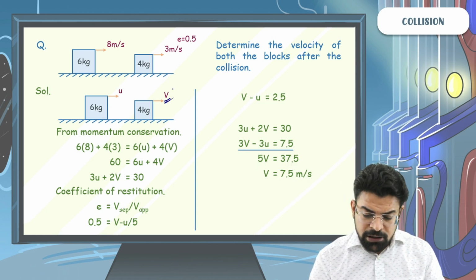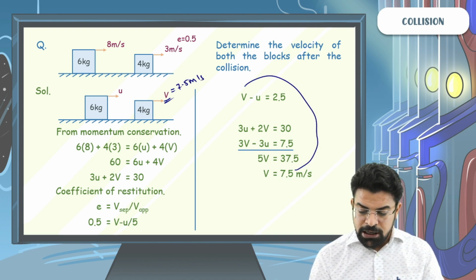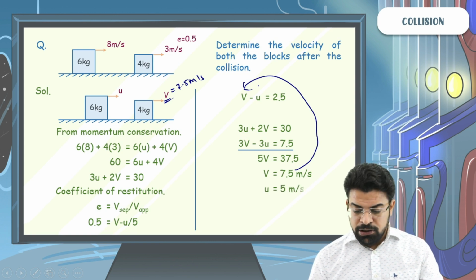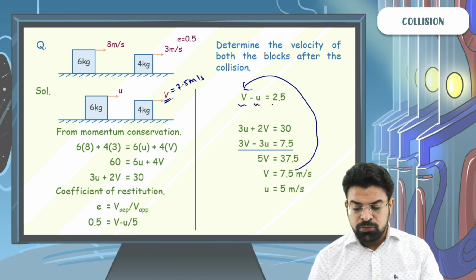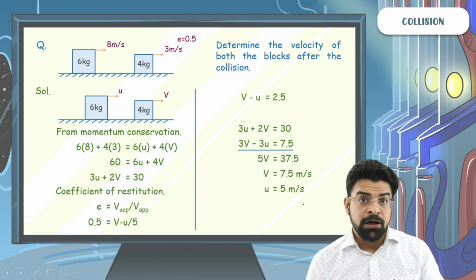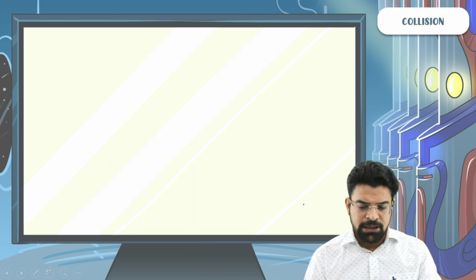Once we know the value of v is 7.5 meter per second, resubstituting it back here, we can find out the value of u. So we will write 7.5 minus u equals to 2.5. So u has to be equals to 5 meter per second. Easy. Let's try the next example.